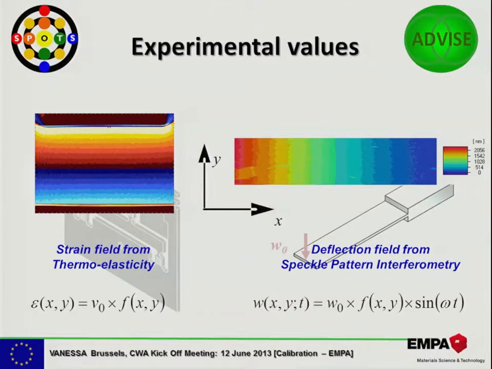These are some experimental results. On the left you have the strain field measured by a thermal stress analysis system, and you see a linear evolution of strain from the top to the bottom of this material. On the right you see the deformation of the cantilever in first resonant mode. Again, it's a deformation field from 0 to the maximum deformation at the tip, described by these functions f of x and y.